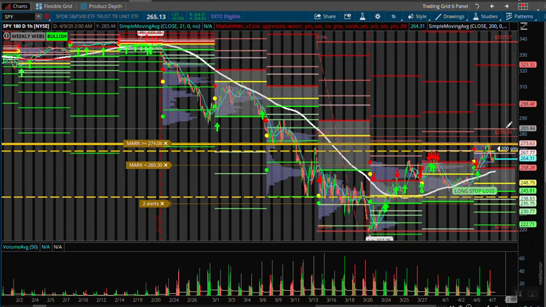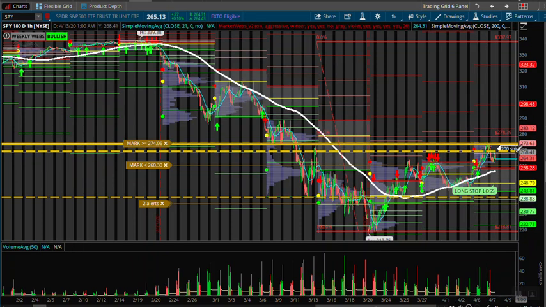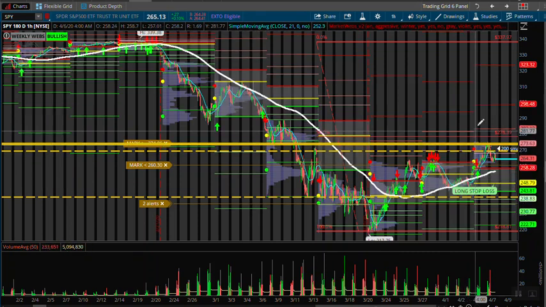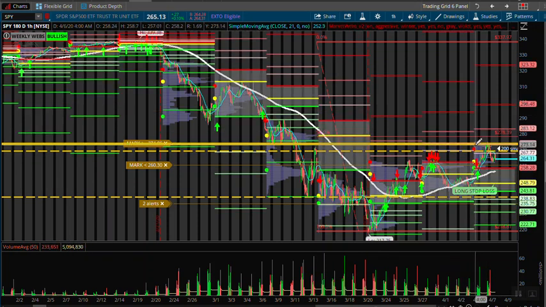4-hour moving average. In this situation, considering all this resistance overhead, I think what we're going to do the rest of the week is build out somewhat sideways and create a situation where we can get a short squeeze for a potential breakup, or we're going to break down.